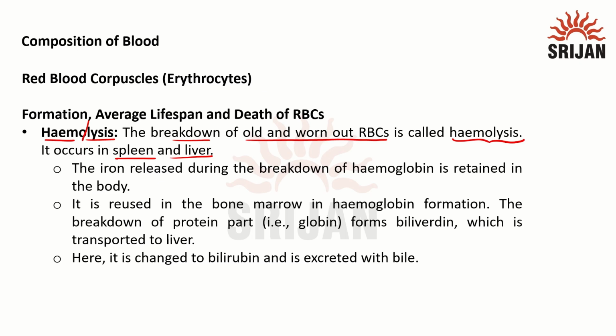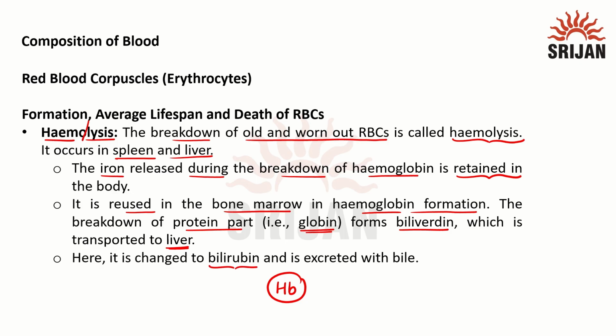Now RBC contains hemoglobin and this hemoglobin can be broken down and some parts can be reused. So iron released during the breakdown of hemoglobin is retained in the body and it will be reused in the bone marrow in hemoglobin production. And the breakdown of the protein part, that is the globin part, forms a pigment known as biliverdin, which is transported to the liver. Here it gets changed to another pigment, that is bilirubin. So this will become part of the bile secretion from the liver, and it will be removed through undigested food.